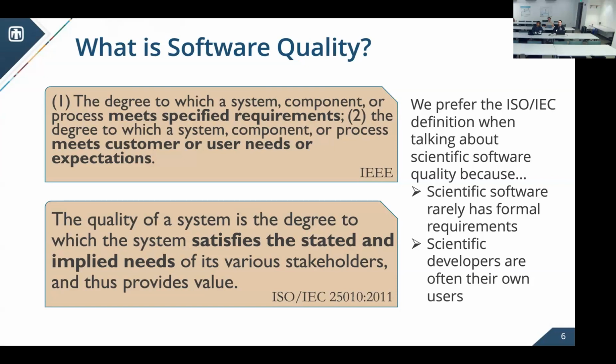Because one, scientific software rarely has formal requirements. It's not like you're building a banking application where you know what the end product's going to look like, right? No, you're building a piece of scientific software to explore questions that you don't even know the answers to, right? So it's oftentimes the case that you don't really have formal requirements set down that are agreed upon in advance, as you would say with a banking application, right? The other part of it is that scientific software developers are often their own users. They are often part of a community of people that may be using that software. So we really need to be thinking more holistically about our stakeholder model, right? So when we bring a software engineering perspective to that, that's what we mean when we talk about quality.